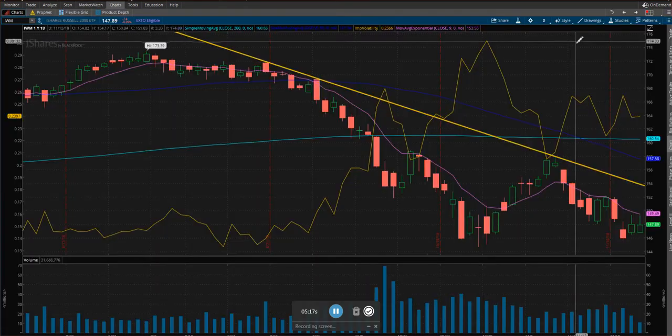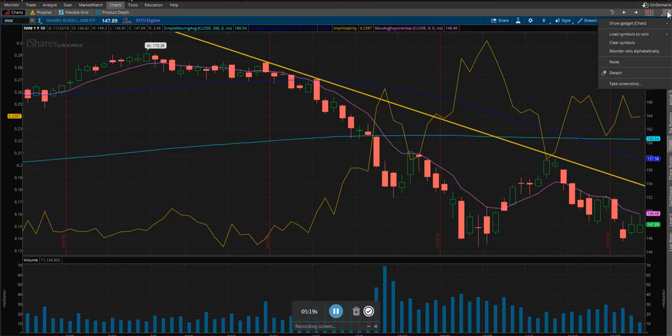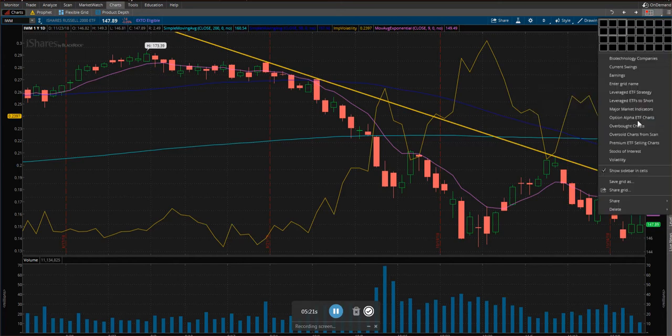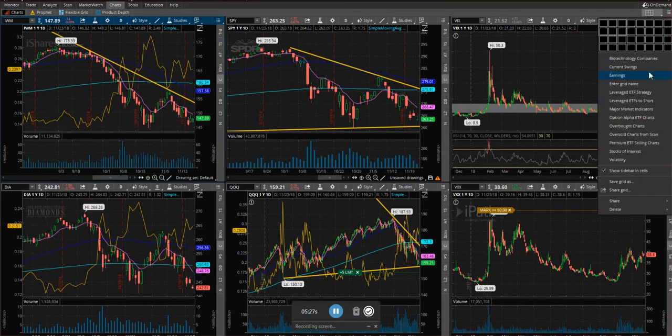Let's go to some more charts. There are a couple in particular that I really want to discuss. Okay, so premium ETF selling charts. This right here is my major market indicators. And so as you're looking to develop your own thinkorswim platform, because it's such an intuitive and incredible platform, you know, these are some pretty good indicators and some pretty good charts that you can create. So let's go to our premium ETF selling charts.